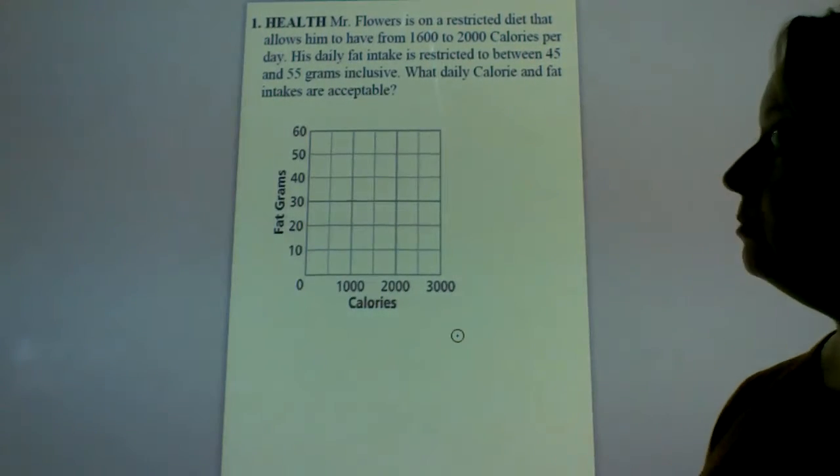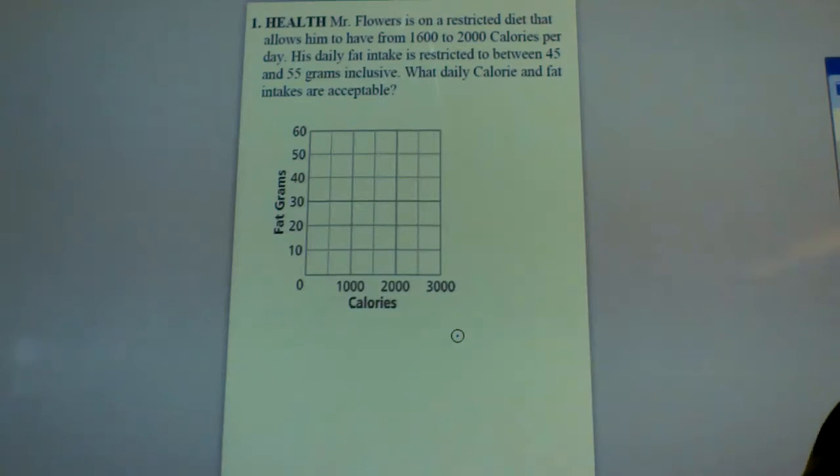Health. Mr. Flowers is on a restricted diet that allows him to have from 1,600 to 2,000 calories per day. His daily fat intake is restricted to between 45 and 55 grams inclusive. What daily calorie and fat intakes are acceptable?